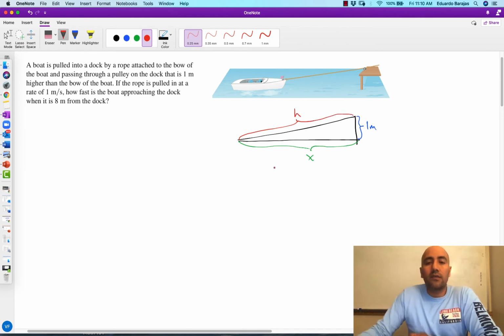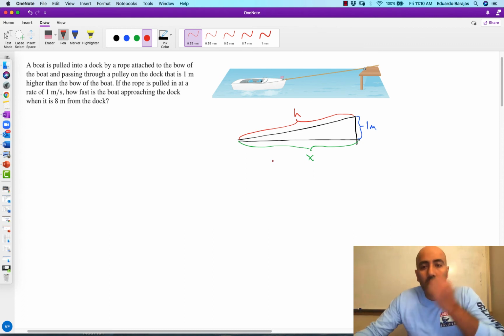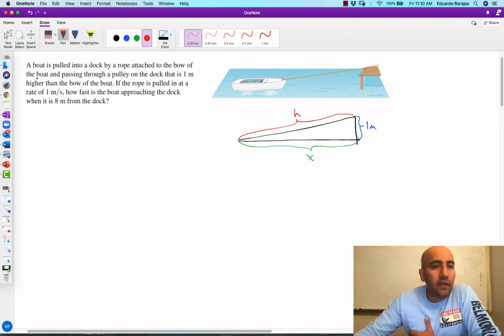H is the length of the rope. Okay, let's read it again. A boat pulls into a dock by a rope attached to the bow of the boat and passing through the pulley on the dock that is 1 meter higher than the boat. If the rope is pulled at a rate of 1 meter per second.